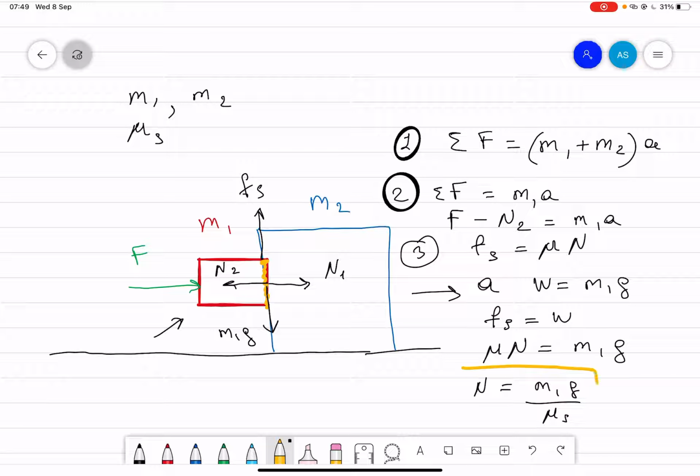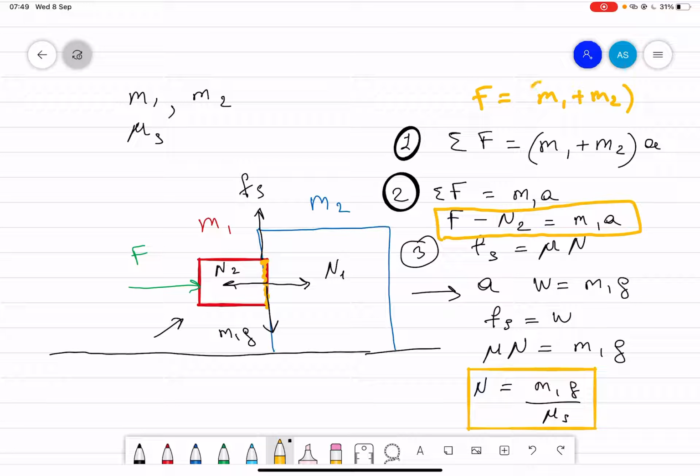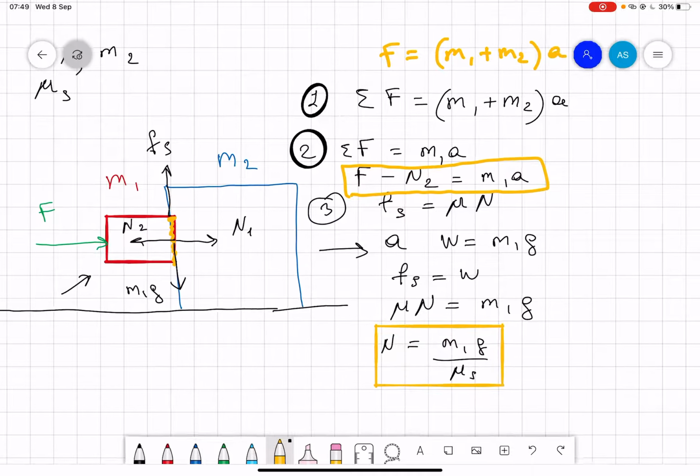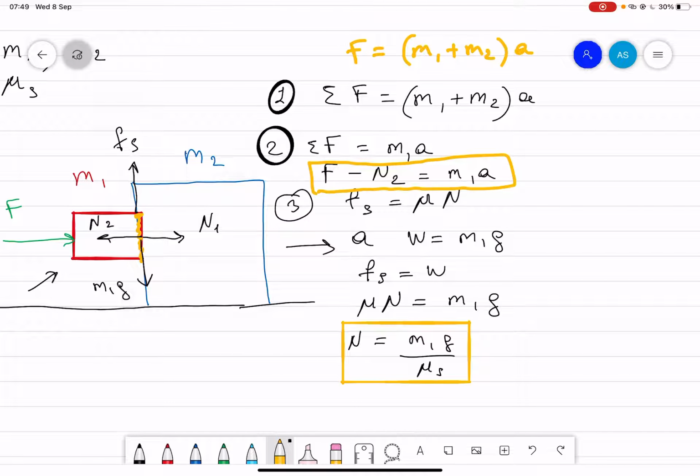So far, how many equations did we get? We got this equation, then we got this second equation, and finally we got this equation where F is equal to m1 plus m2 times acceleration. Now what we have to do is somehow cancel the acceleration, because we don't have its value, so we can substitute.